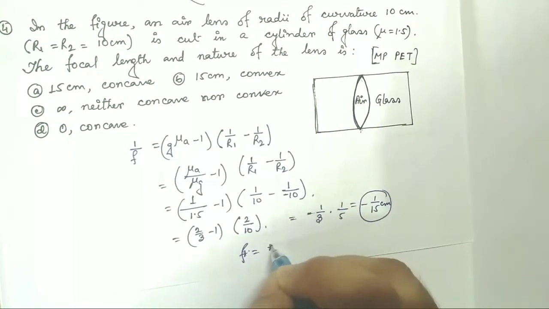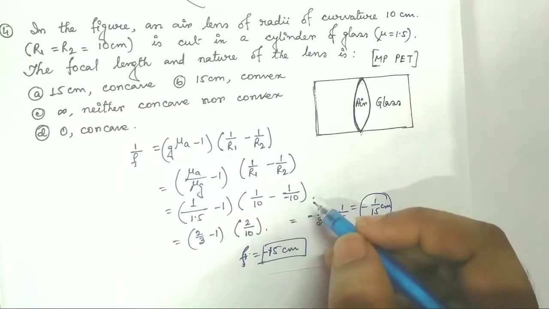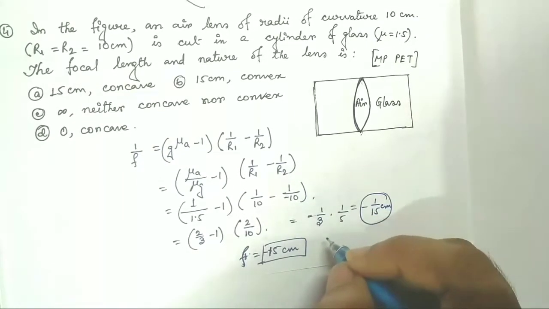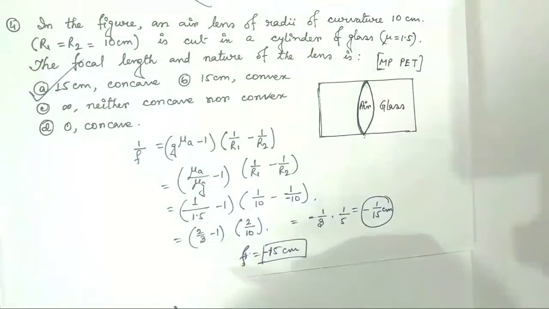F will be minus 15 centimeter, and the nature will be concave lens, since we know the focal length of a concave lens is negative. So option A is the right answer.